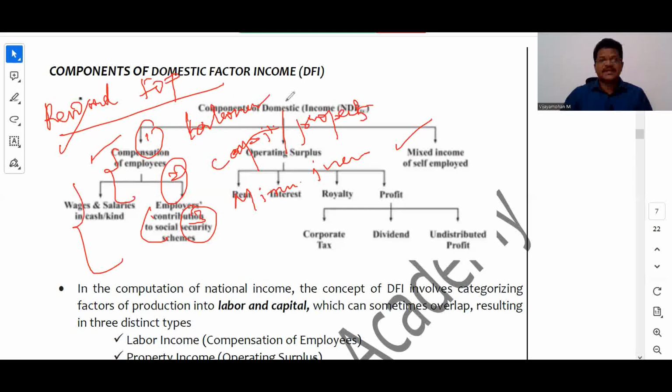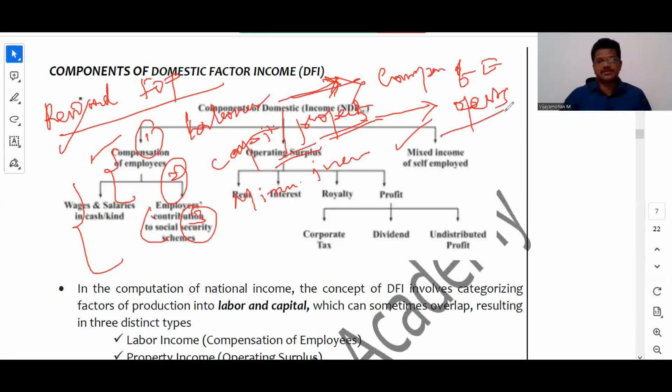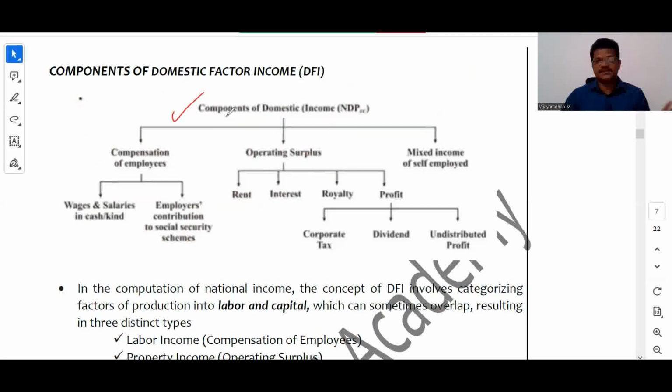And this labor income is termed as compensation of employees, COE. So this is nothing but compensation of employees. And what is this? Capital or property income, the income which the individual is getting from capital or property, is called operating surplus, OS, right? And if there is a combination of these two, you will term it as mixed income. So basically, these are the components of domestic factor income, right?